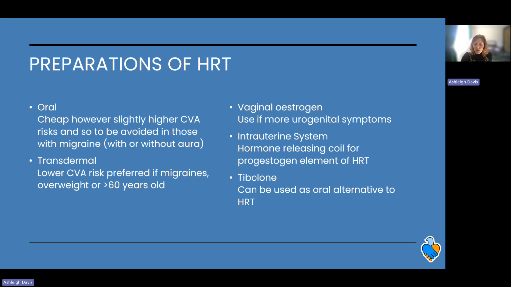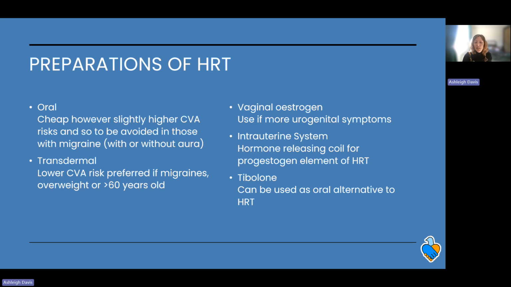We have vaginal estrogen. We can use that if there's more urogenital symptoms. Now, if we're only using vaginal estrogen, then we wouldn't need to think about progesterone if there's no other element of HRT involved. If we're just using vaginal estrogen for somebody who has recurrent UTIs potentially, and there's no other reason for that, or they've got significant vaginal dryness, etc. So purely urogenital symptoms, and we're just using vaginal estrogen, we wouldn't need to offer progesterone as well.